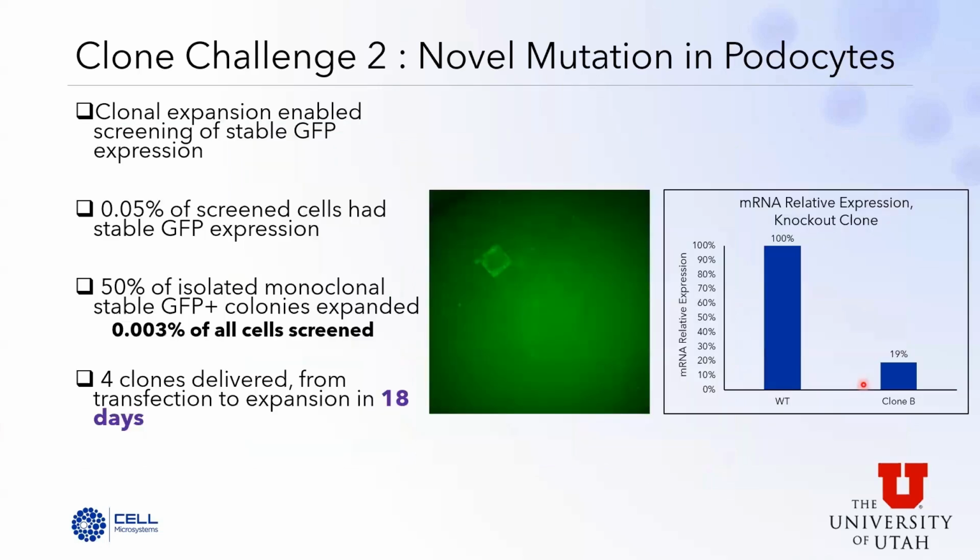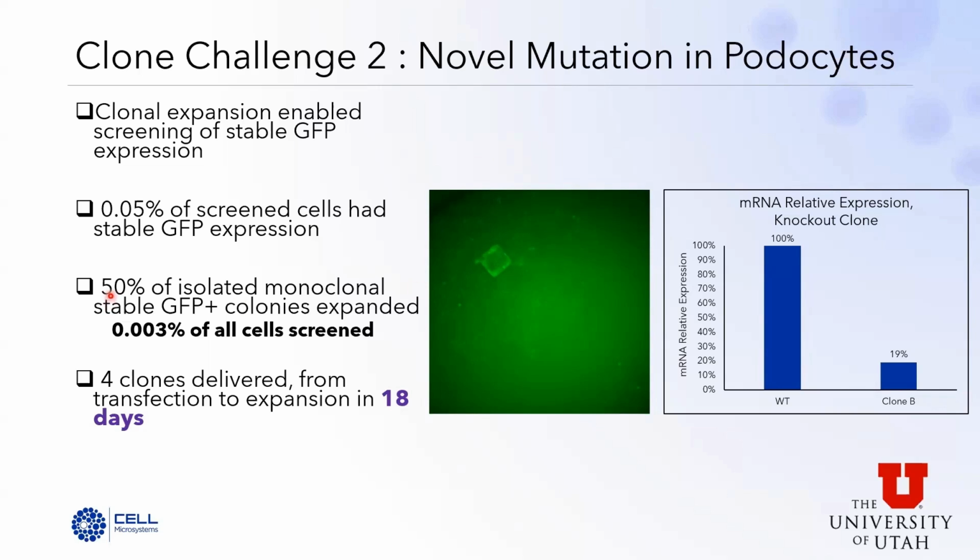Now, overall, we were able to perform clonal expansion of these stable GFP cells. Less than 0.05% of the screened cells had stable GFP expression. You can see one of the example clones over here on the right-hand side, that as it expands out from its growth surface here in the middle, the cells are in fact GFP positive.